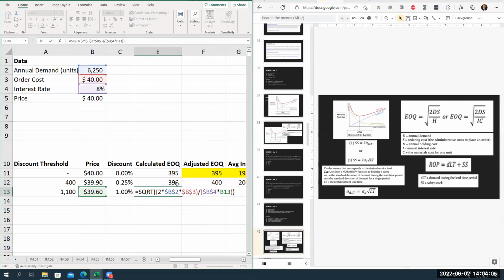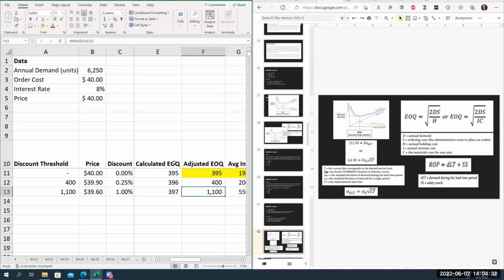And the same thing for this last one. We're using the square root of 2 times the demand. Demand is B2 times B3, which is our order cost, divided by the interest rate, 8%, times this cost of $39.60. That's the calculated price from the discount. Does that make sense? Good. Okay, great. So that's the calculated EOQ.